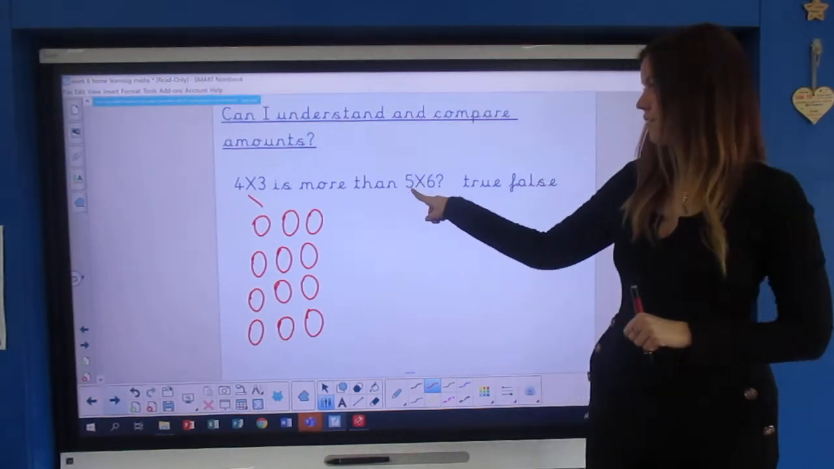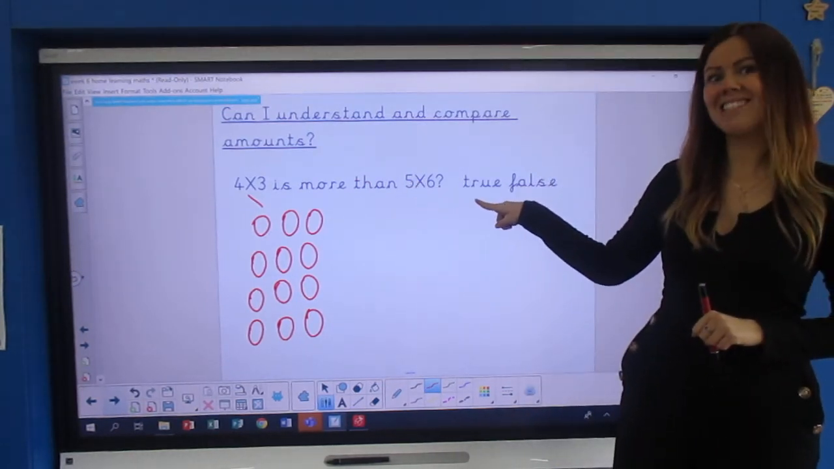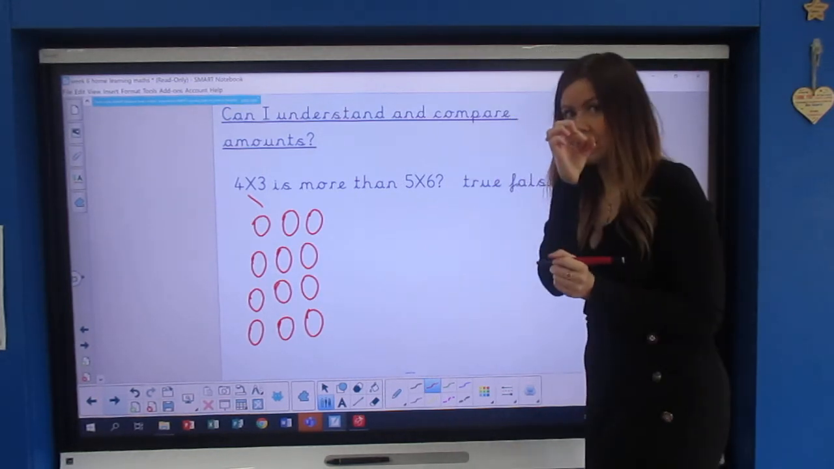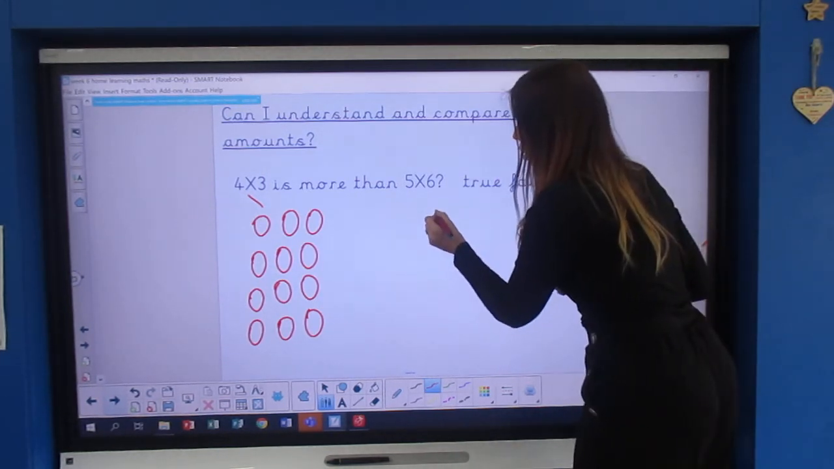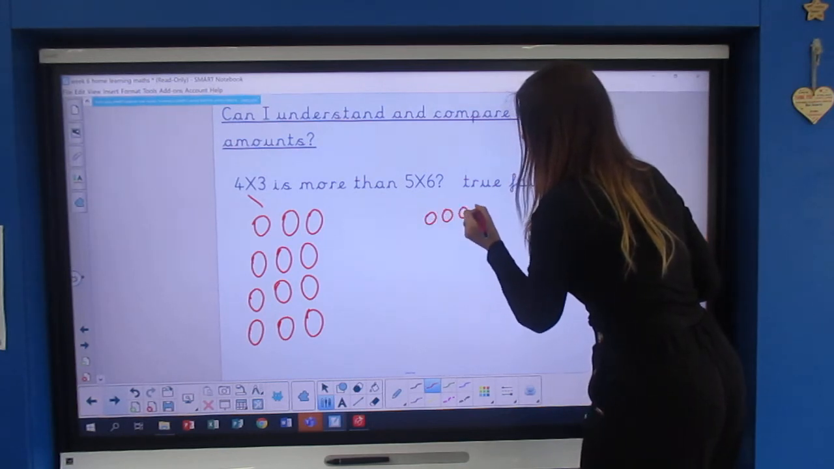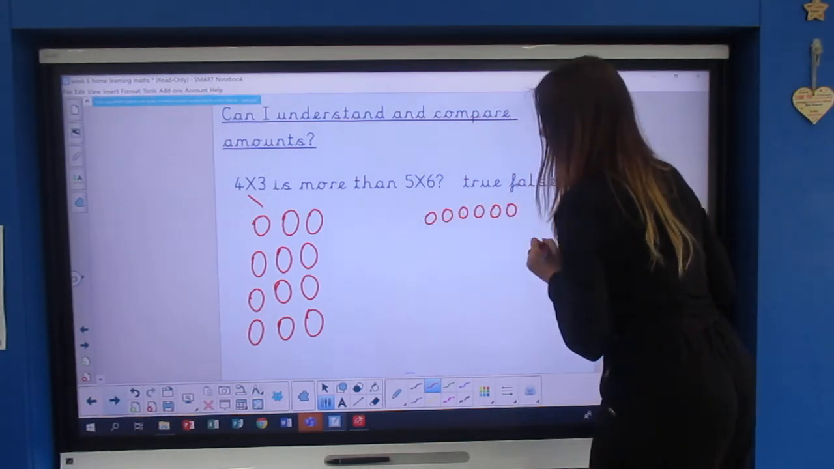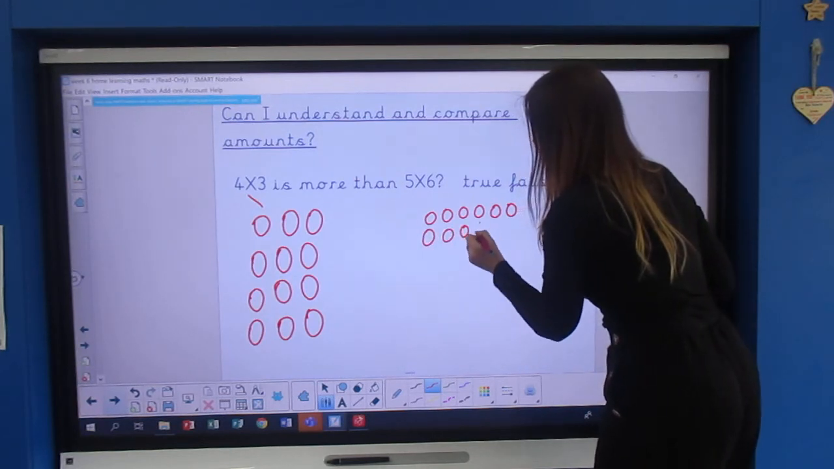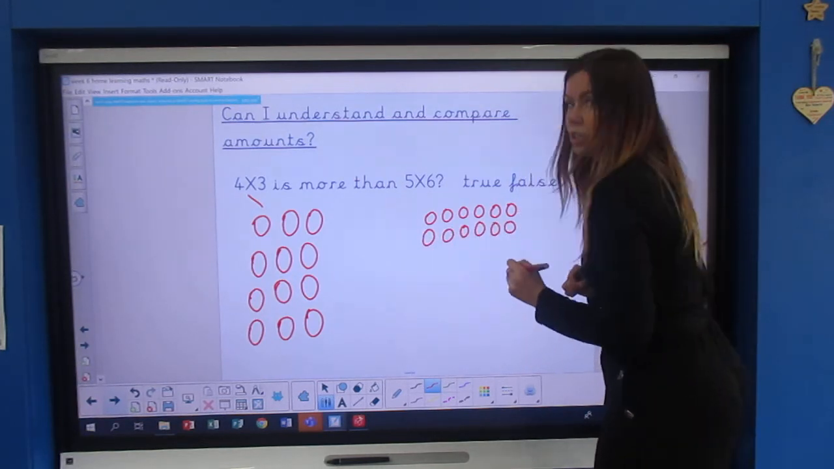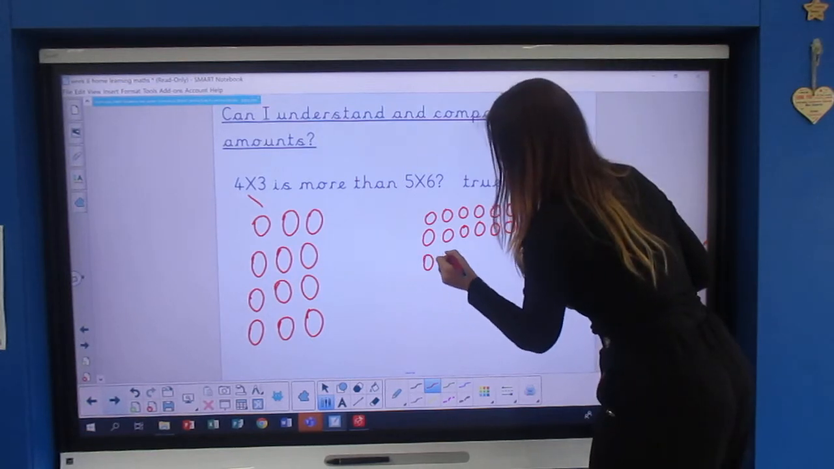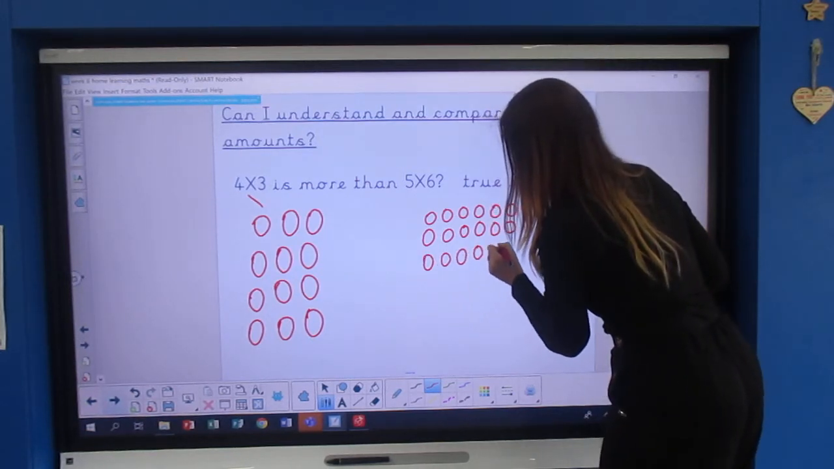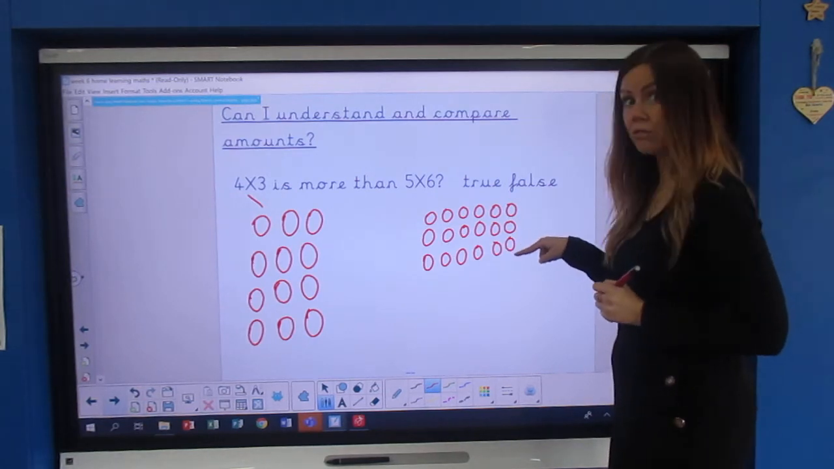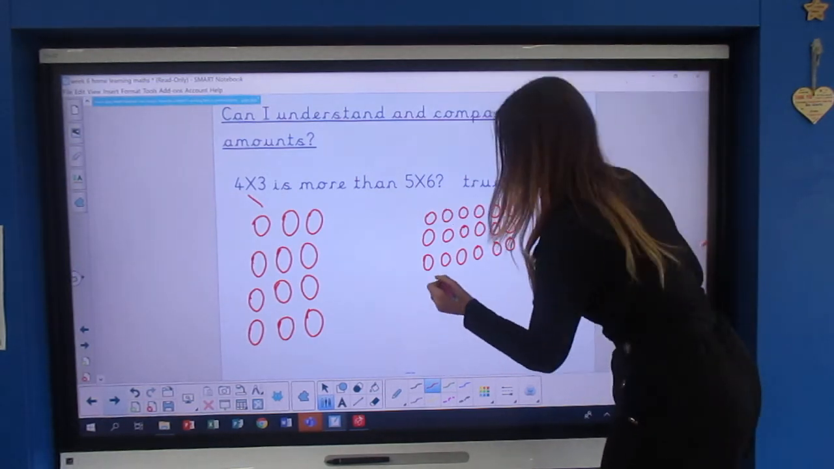There. 5 lots of 6 now. That's a big one, isn't it? So I'm going to draw my circles a little bit smaller so I can fit them on. 1, 2, 3, 4, 5, 6. There's 1 group. 1, 2, 3, 4, 5, 6. 2 groups. 1, 2, 3, 4, 5, 6. How many groups now? 1, 2, 3 groups. But we need 5 groups.